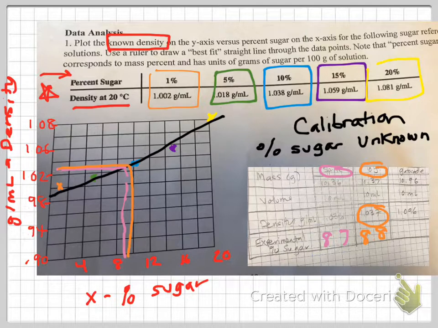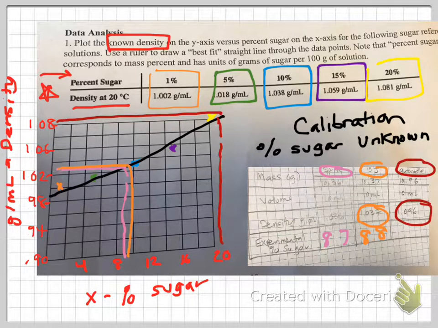And for Gatorade, I got 1.096. So that's going to be above this line, so I kind of have to estimate. If I went down, it's probably maybe about 21%. So these values that I just found are my experimental percent sugar based on the calibration that I just found. So this hopefully will help you to find your experimental percent sugar from a known sample of data. Hope that helps.